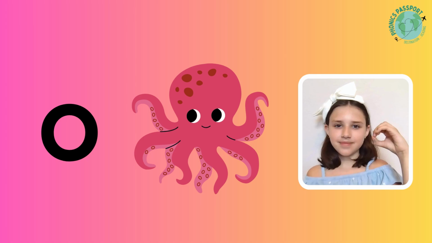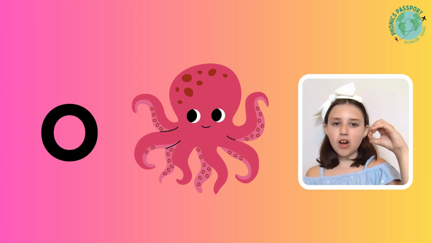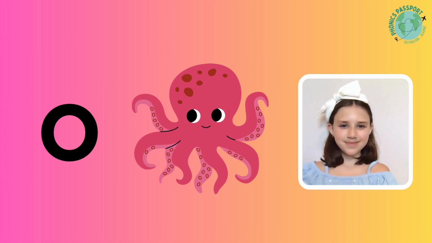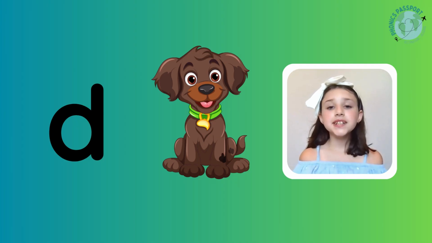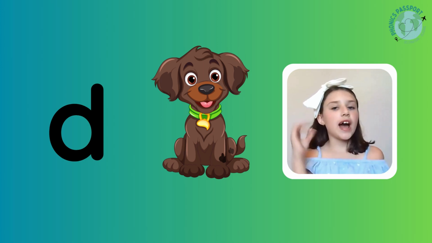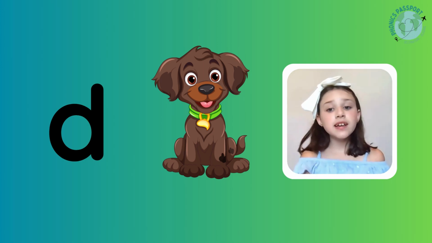An. The O spells o. Every letter has a sound. The O spells o, like the beginning of the word octopus. The D spells d, like the beginning of the word dog. Watch me. D. Now you try. D.